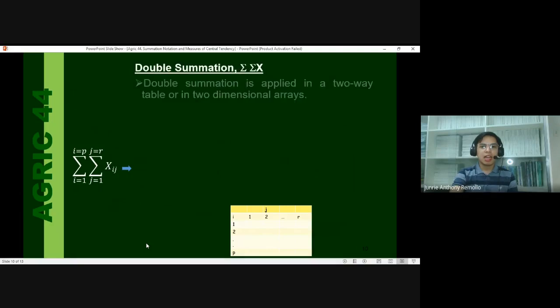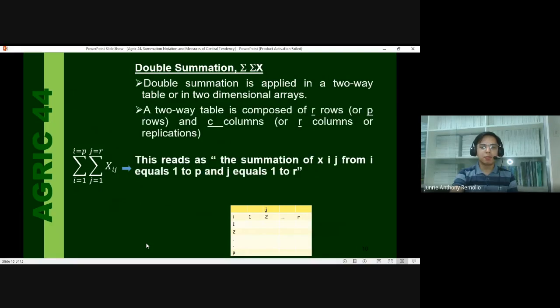So the last one is the double summation, or the double summation of x, or double summation of y. It is applied in a two-way table or in a two-dimensional array. One example of this is when you tabulate all your data. Say for example, if you have four types of fertilizers and then you replicate it by 3 or 4, then you could come up with values wherein there are rows and columns.